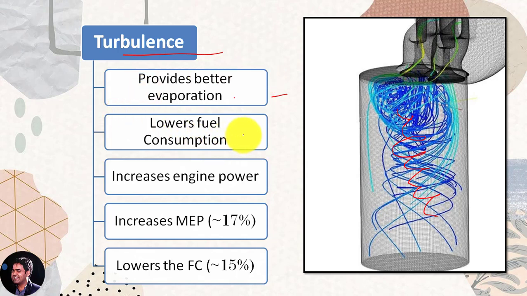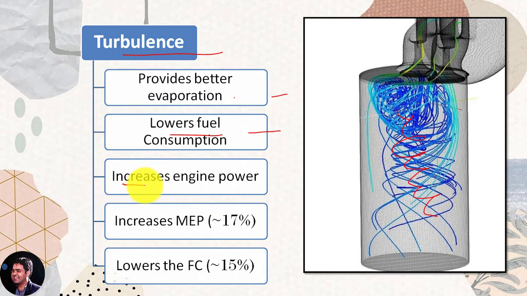Lowers the fuel consumption. Obviously, if we are getting the homogeneous mixture, we are able to achieve complete combustion, and we can get the maximum power from the fuel supplied. So it will reduce the fuel consumption.